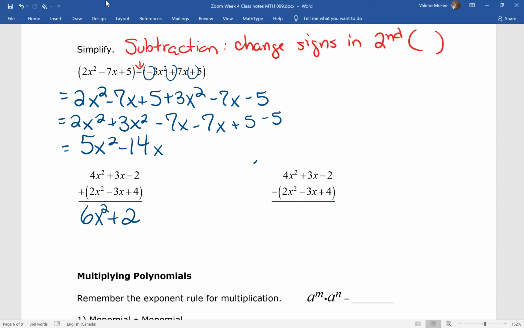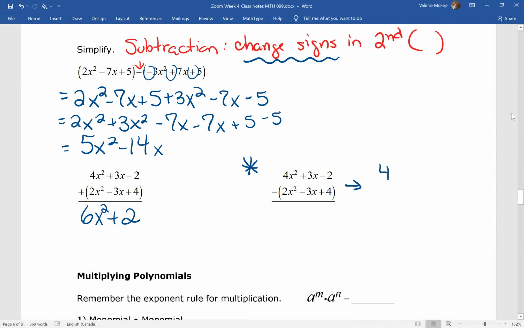But this is the one that we are especially interested in, and this is the one you need to practice, because when we get to polynomial long division, we're going to be doing a lot of vertical subtraction, and it's the place that most people make a mistake. It might be easier to rewrite this question, opening the brackets and changing the signs in the second bracket.